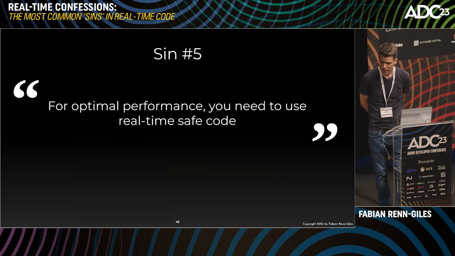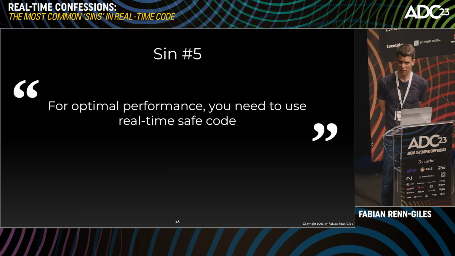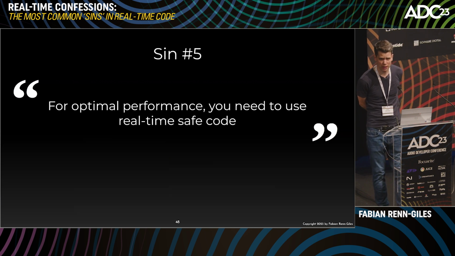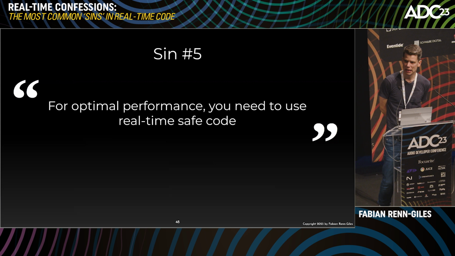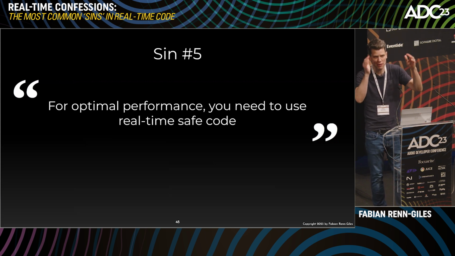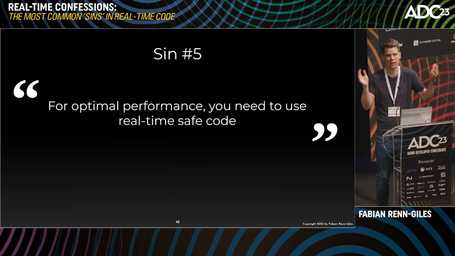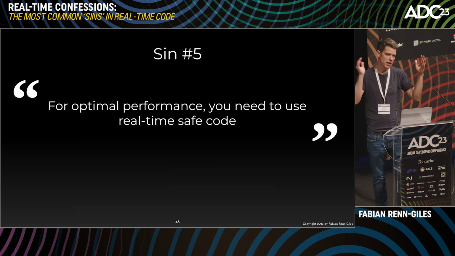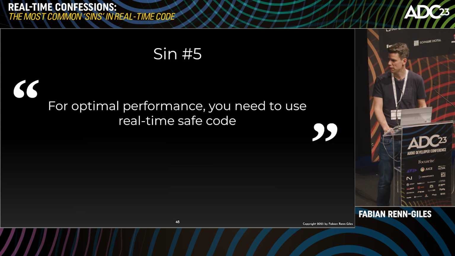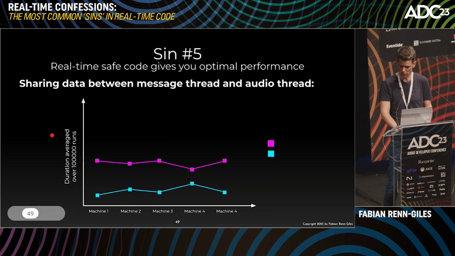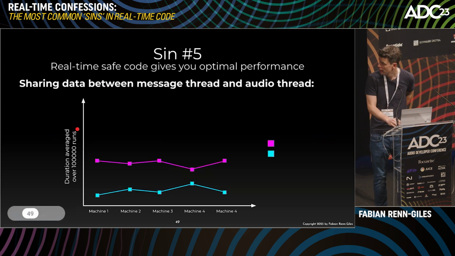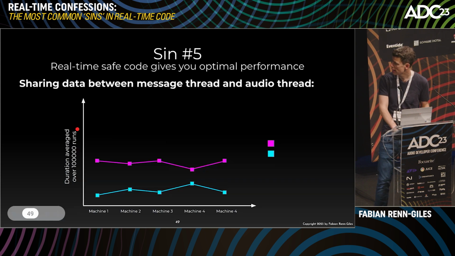Okay, this leads me to sin number 5. So often I get potential customers asking me or telling me that their competitors' plugin has 5% less CPU usage, and asking if I could take their code and make it real-time safe so that they get better performance. So let's look at a performance graph right here. This is completely made up, but this is sort of what I see in practice.